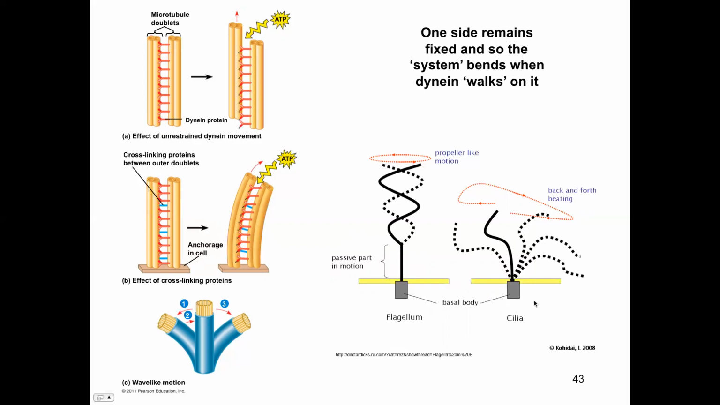And flagella and cilia beat differently. So cilia have this sort of back and forth beating, and the flagellum is more of a whip-like, sort of propeller motion. All right, so they beat differently. Okay, but the idea is the same. And I actually mentioned the type of motor protein that's involved here. It's called dynein. You're not going to see that on an exam, but just being complete here.